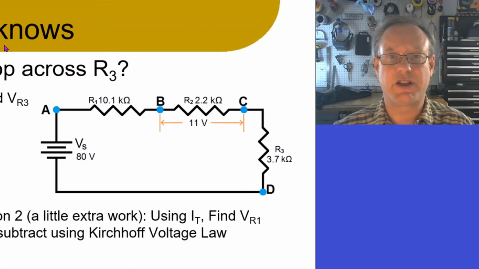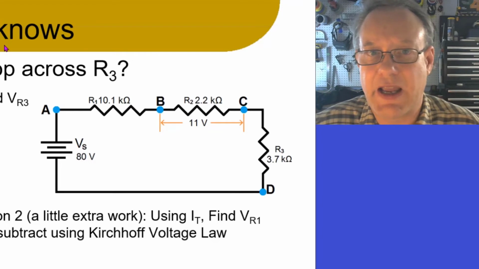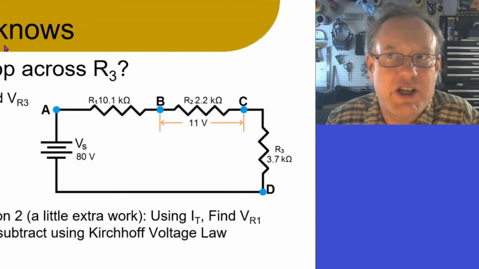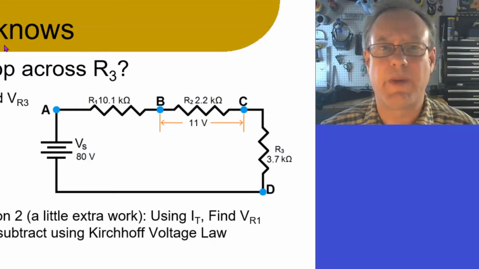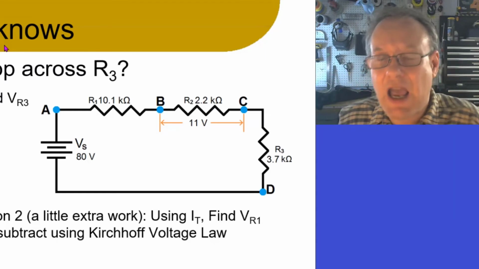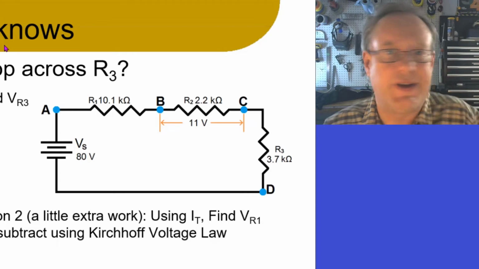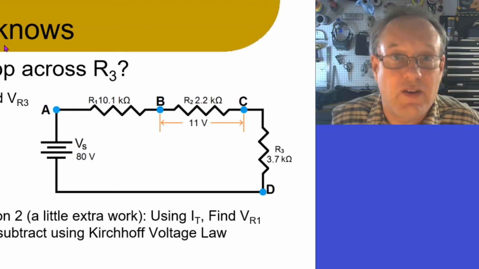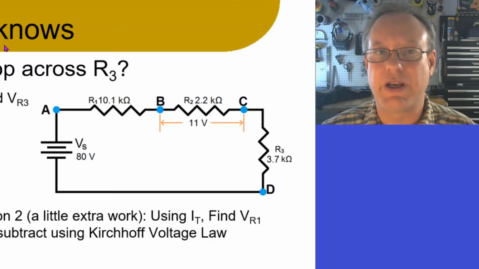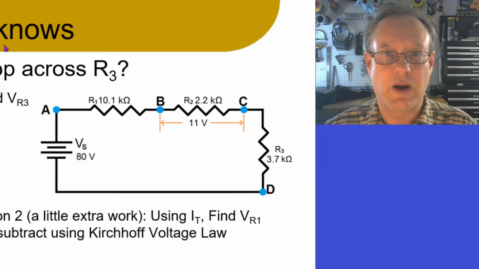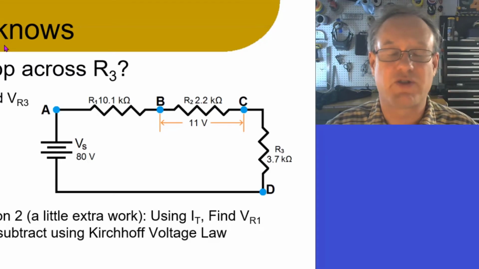In this particular situation, I've got a circuit and I don't know much about R1. I know its value. R2, I have a little bit more information. I've got my value and I have the voltage drop across R2. R3, I don't know. How do I calculate the voltage drop across R3? Actually, there are lots of different ways that we can do this.